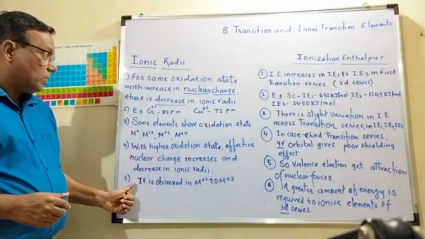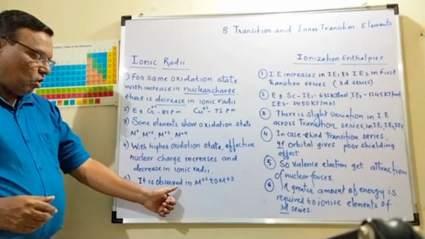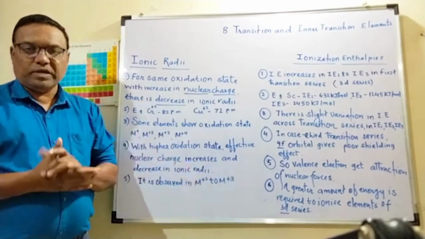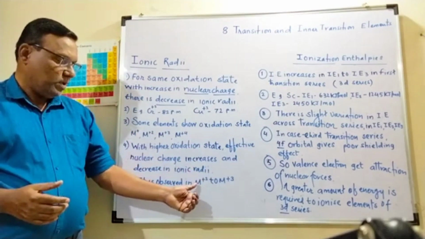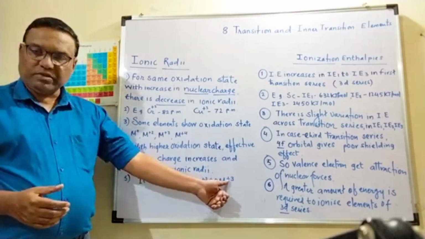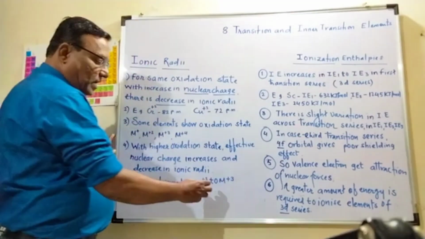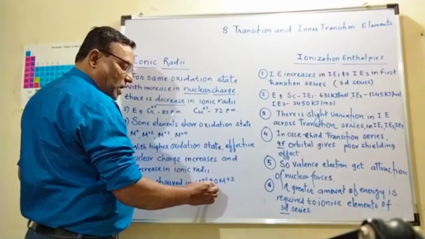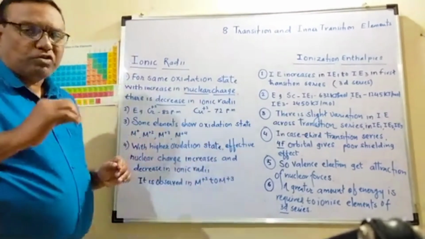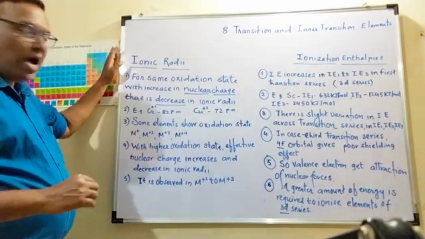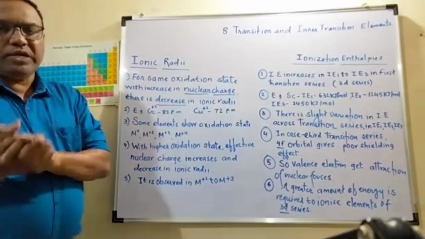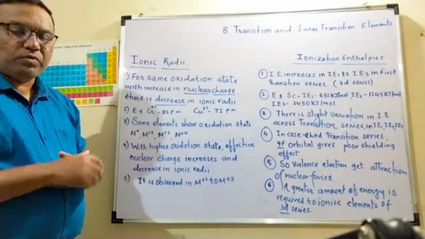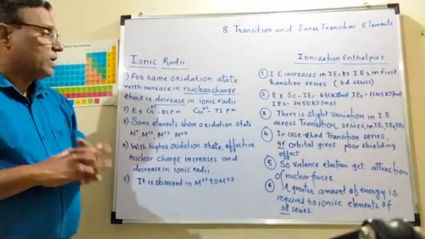And point number 5: this ionic radii trend is observed in M plus 2 level up to M plus 3 level. These are the oxidation states, metal plus 2 level and metal plus 3 level. This is the important point regarding the ionic radii. These 4-5 points are important for you, so maybe this question will go for 2 marks.